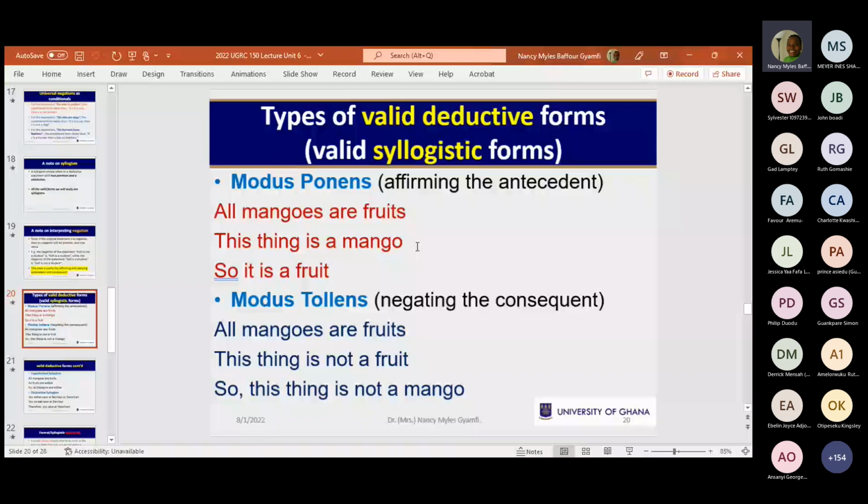It's the starting point for modus ponens. Look at the tollens too. It's the same thing. All mangoes are fruits. The difference is here in the middle premise, and I said that is what names the argument.